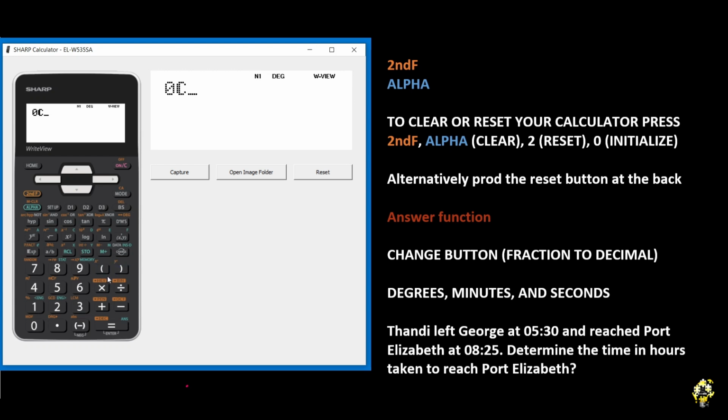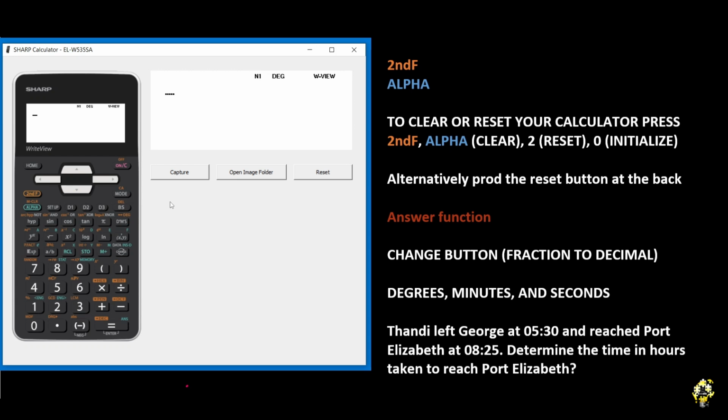Also, with the alpha, let's say you wanted to have an answer. You can see here, above the equal sign, "Ans" is in blue. If I wanted to use that, I would first have to click the alpha, and then I come here, and then I would have the answer button. So that's how those two work.